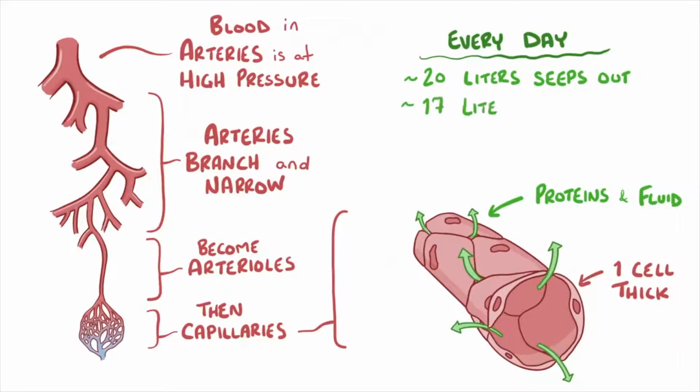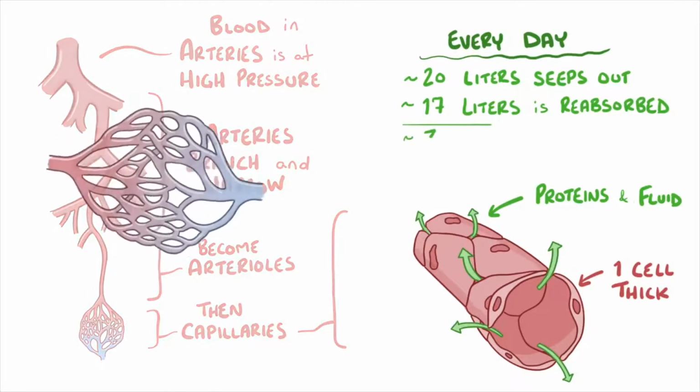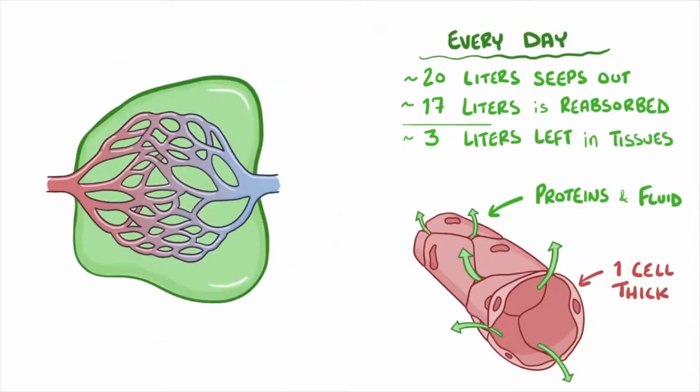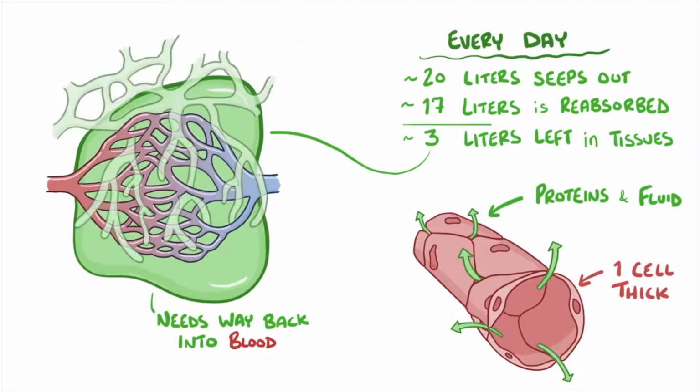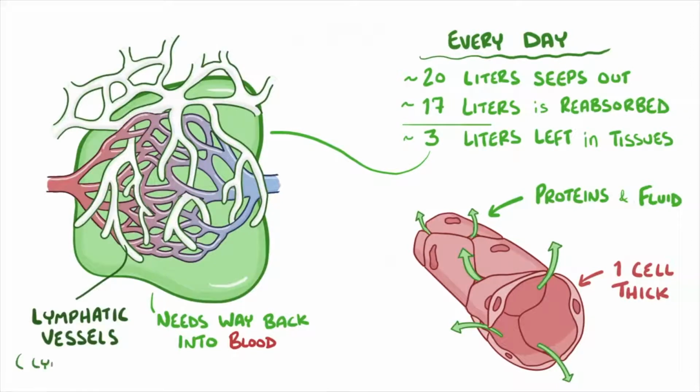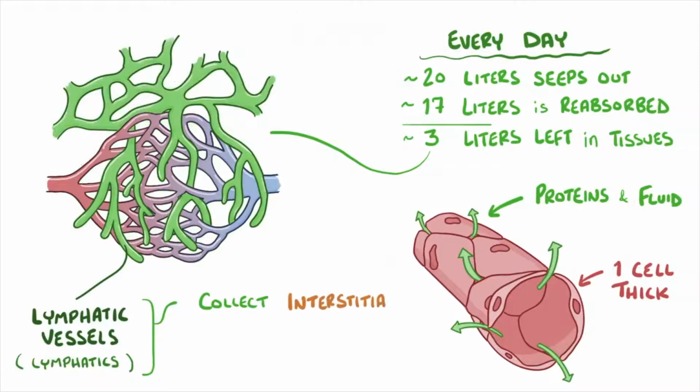About 17 liters gets quickly reabsorbed back into the capillaries, but that leaves around 3 liters of fluid behind in the tissues each day. This 3 liters of fluid needs to find a way back into the blood so that the body's interstitial fluid volume and blood volume both stay constant over time. That's where the lymphatic vessels, or just lymphatics, come into play. They collect excess interstitial fluid and return it to the blood. Once the interstitial fluid is in the lymphatic vessels, it's called lymph.